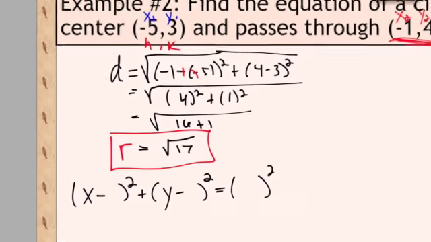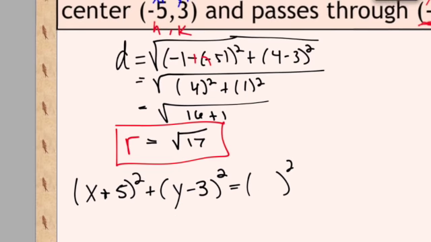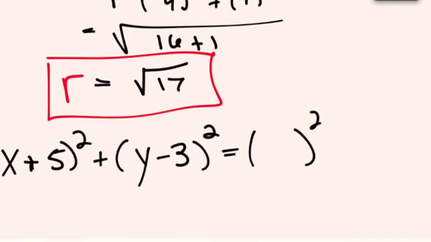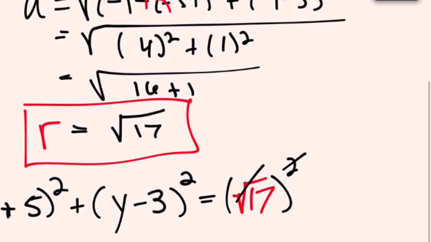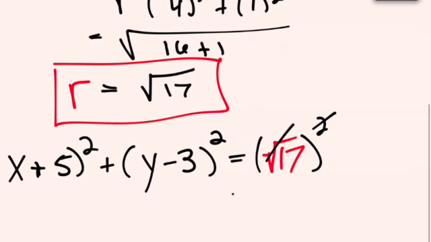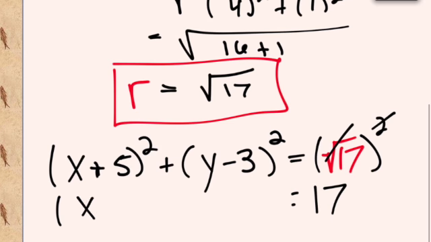We know the center. My center point is -5 and 3, so this will become +5 and then 3, right? It's always the opposite sign. My radius is the square root of 17. Now this is what I'm talking about. It's okay to leave it as a square root because the squared and the square root are just going to cancel out, and you're going to end up with just 17. So now our equation is really nice.